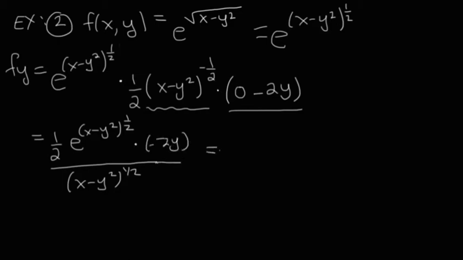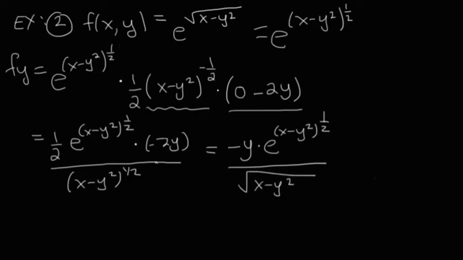Okay, now let's simplify one more time. So the 1/2 at the front and the minus 2 in that last bracket, they multiply to a minus 1. So I'm just going to put a minus 1 or just a minus. And then the y can come to the front as well. Okay? And then I have times e to the x minus y squared to the half. And then just like before, that 1/2 exponent in the denominator can turn into a root. And there is my fy, so the partial with respect to y.